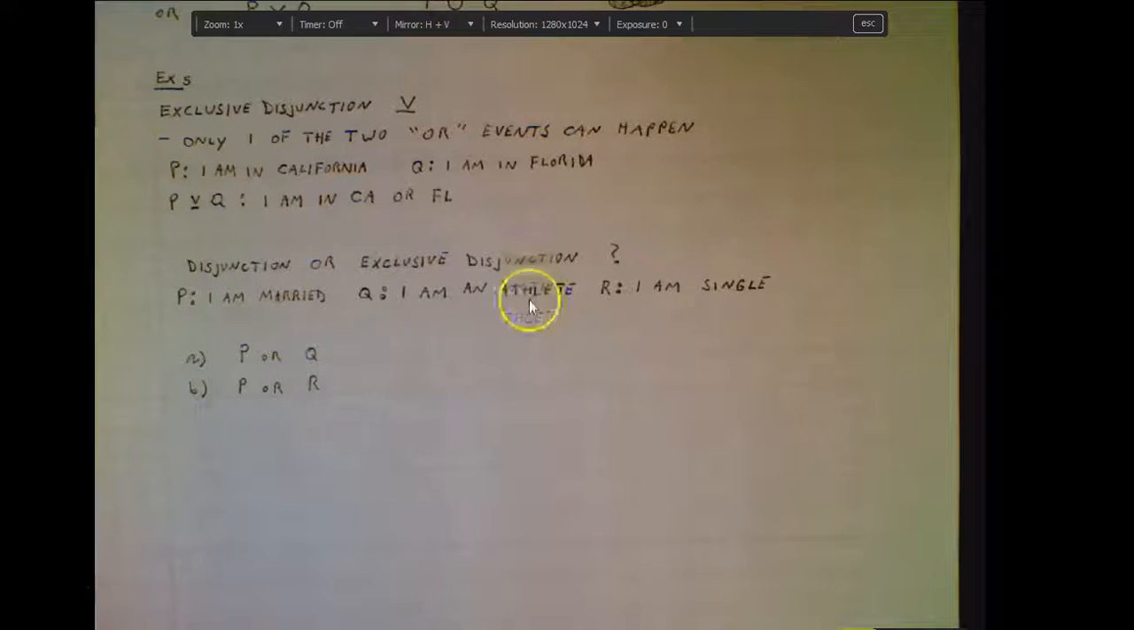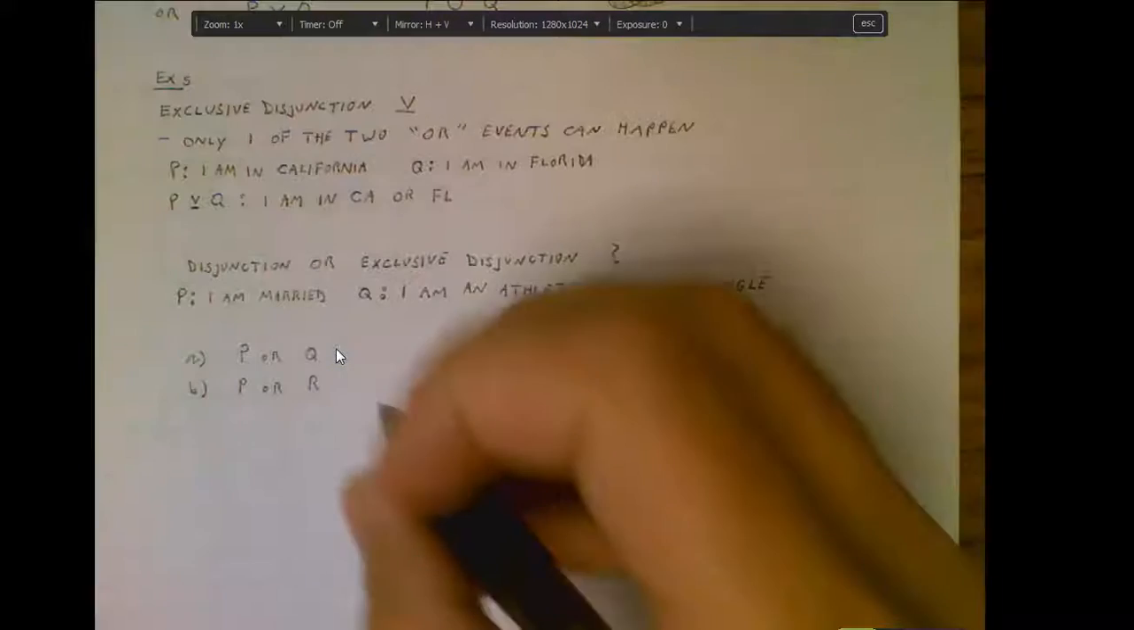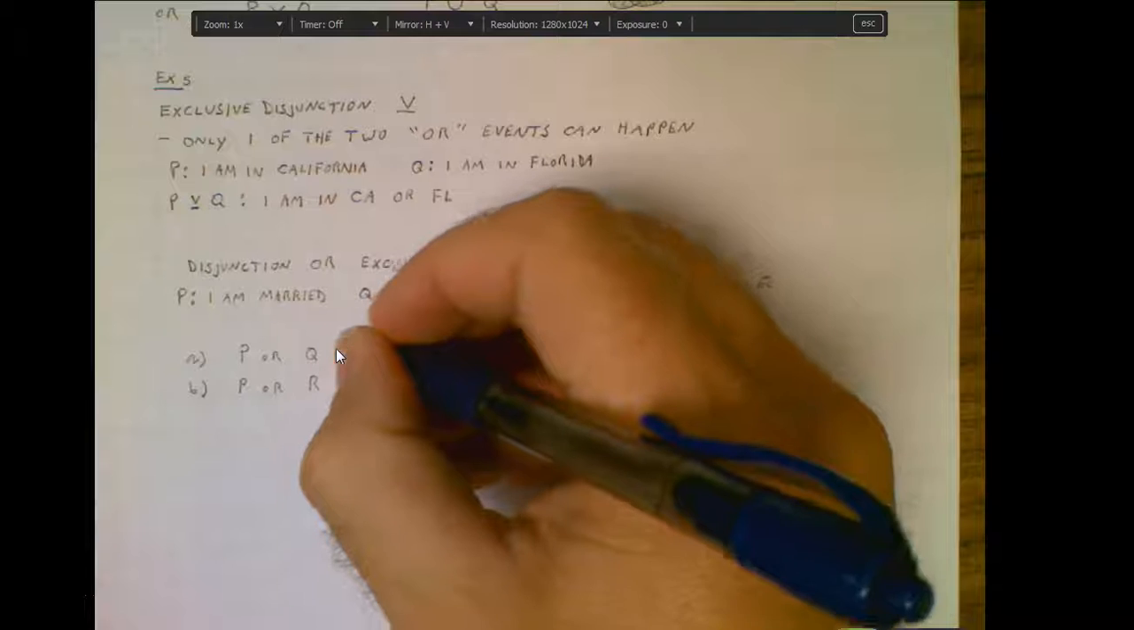So let me go back to this to finish it off. Here's kind of our real life example for this. If I were to say, here's a few statements. I am married, I am an athlete, I am single. I wanted you to see the difference between disjunction versus exclusive disjunction. So right here, if I were to combine the statements P or Q, I am married or I am an athlete, could both those things be true at the same time? Absolutely. I can be married and I can be an athlete. So here is a disjunction case where both of those statements could be true. So as far as this first example, this is just a case of disjunction.